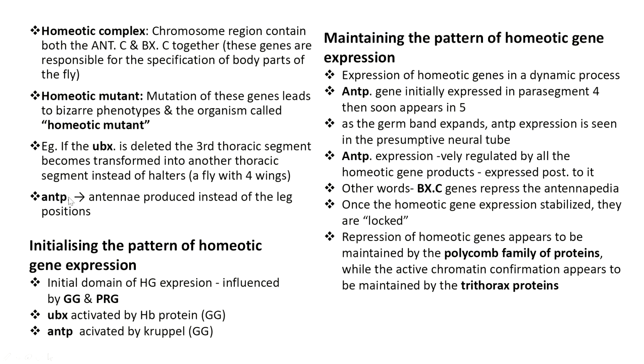Similarly, if antennapedia is absent, antennae are produced instead of the leg position. What is the function of antennapedia? Antennapedia is responsible for the formation of the thoracic segment. If antennapedia is absent, antennae will form at the place of this region. This is the result of the mutation of the homeotic selector gene.